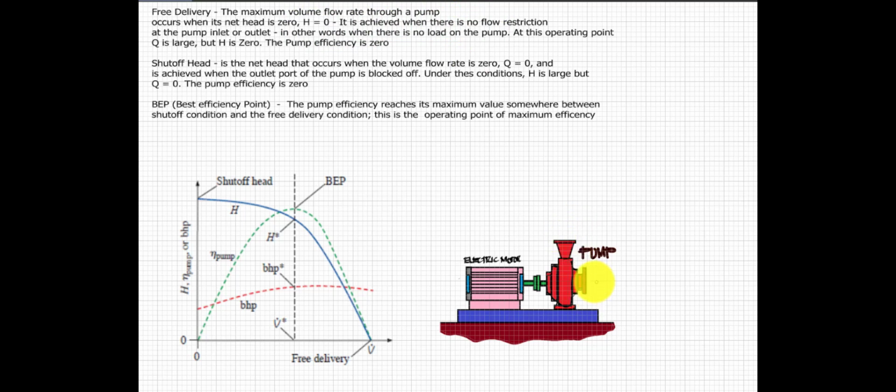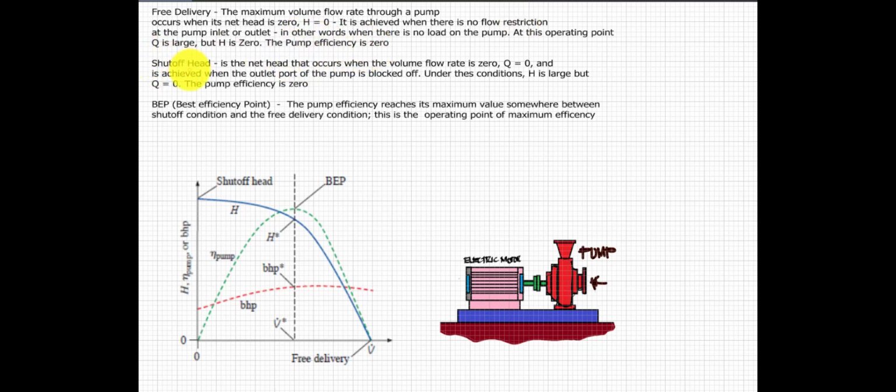Okay, so for example, this one. If we have this suction, simply putting the suction here and discharging from the pump, that is a free delivery. In other words, the pump inlet will have no load, and the efficiency is zero.